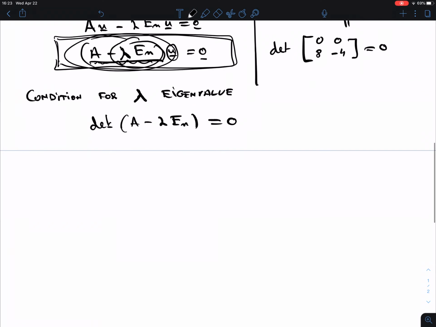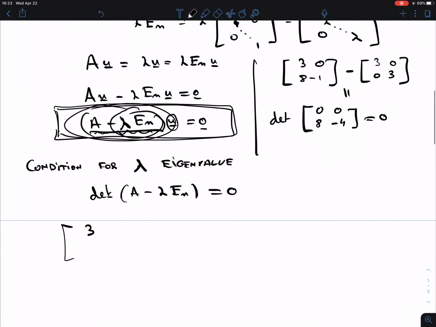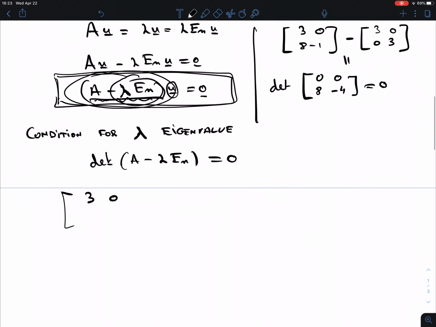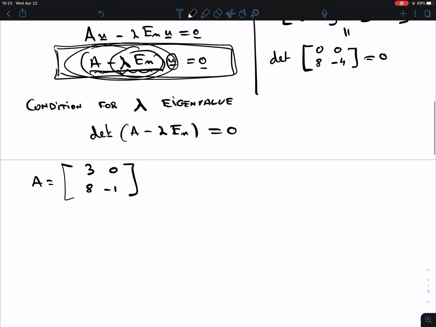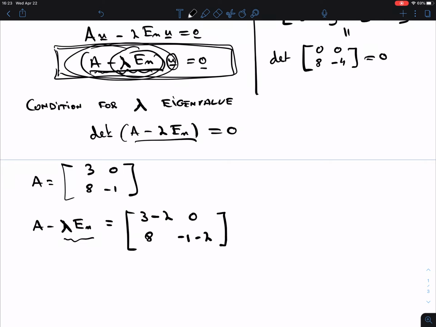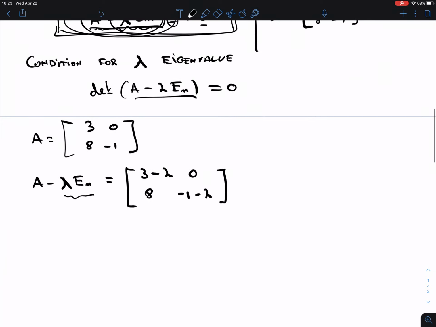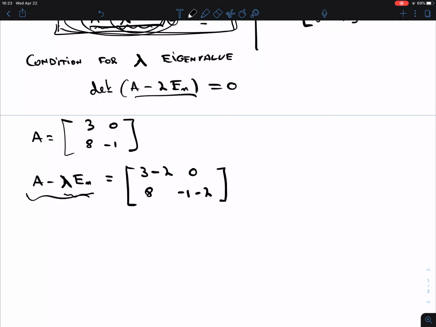Let's do this on the example that we had. We had the matrix 3, 0, 8, negative 1. That's the matrix A. Let's write down A minus lambda En. Don't get bogged down by this fancy notation. It really just means you take the original matrix and subtract lambda from the diagonal. That's the only thing you need to do, and we'll do more examples to get used to it. This is the matrix we need to calculate the determinant of. We want the determinant to be 0.